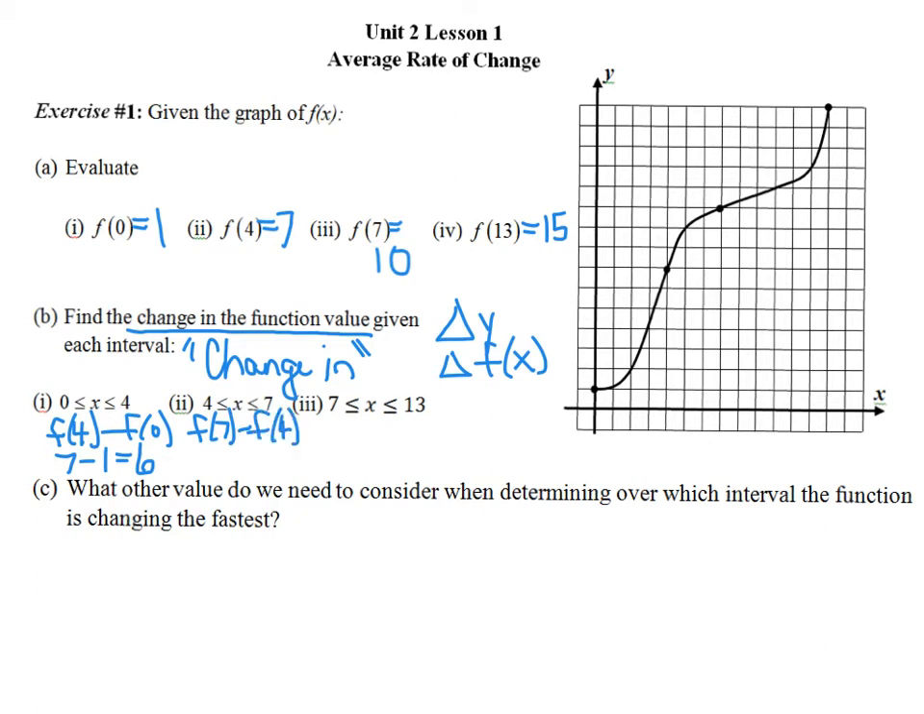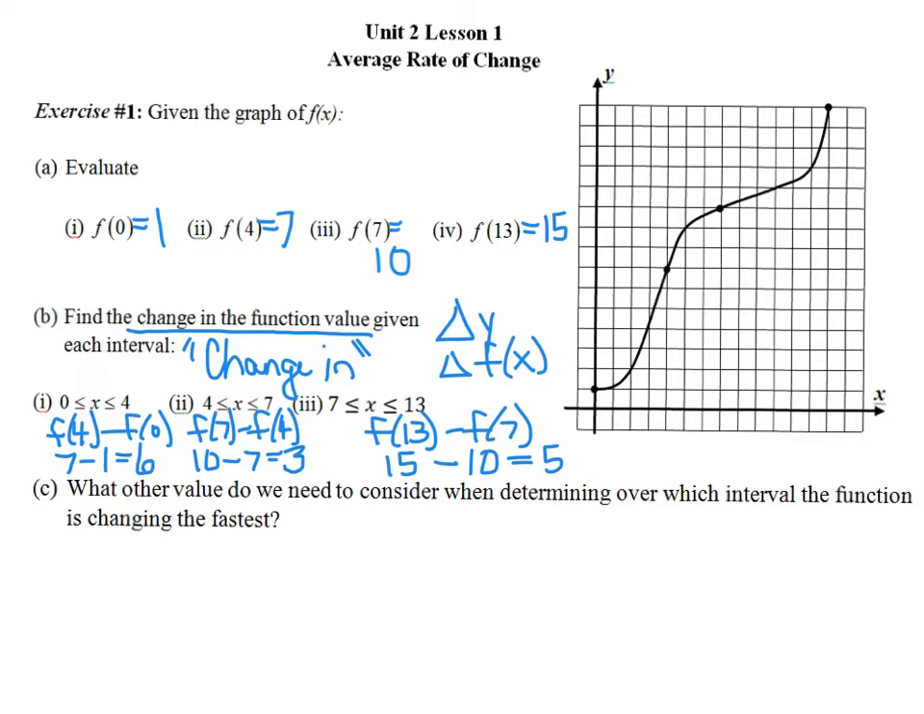So f of 7 from above is 10. 10 minus f of 4 above is 7. 10 minus 7 gives me a change in the function value of 3. To do the interval from 7 to 13, we want to do the function value at 13 minus the function value at 7. Looking at our function values, I'm going to say 15 minus 10, which is an answer of 5. So in each case, we just evaluated the change in the function value given the interval that we were looking at.